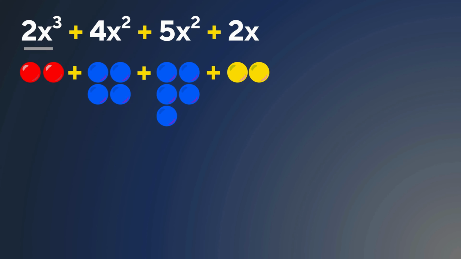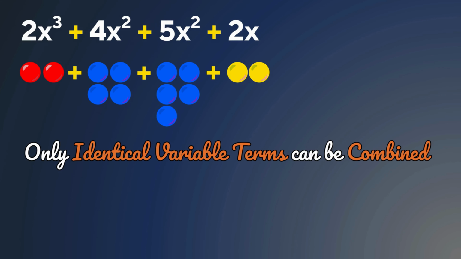If we want to add 2 red balls and 4 blue balls, we will still get 2 red balls and 4 blue balls. Since they are different color balls, you can't combine them, right? But if we add 4 blue balls and 5 blue balls, we will get 9 blue balls. This means, since different variables represent different things, we can only combine terms with identical variables and exponents.